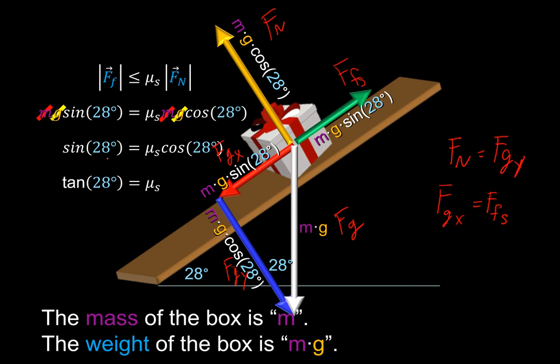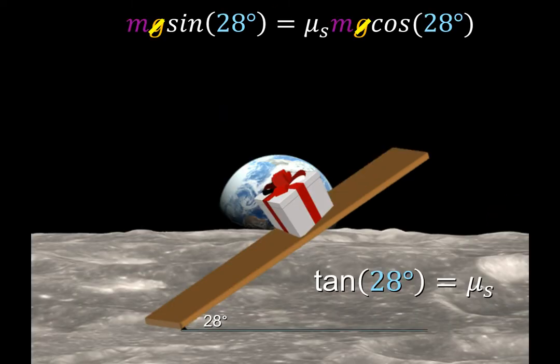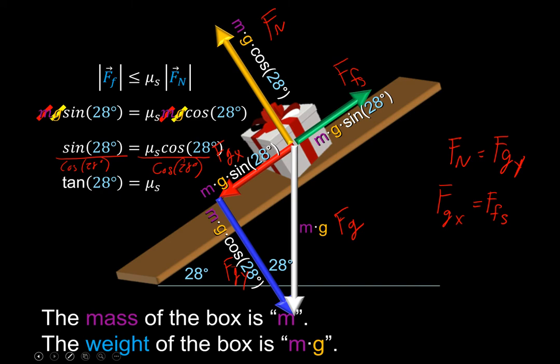You can do sine of 28 degrees divided by cosine of 28 degrees. That's all I did. So I divided both sides by cosine of 28 degrees. It simplifies to tan, or you could just plug it in and get a number.